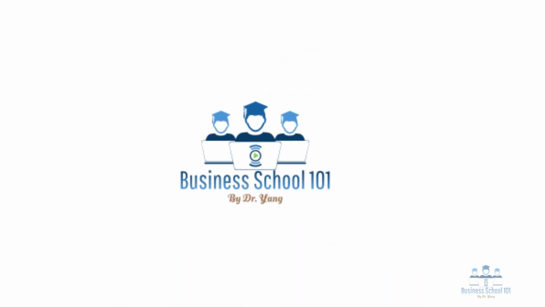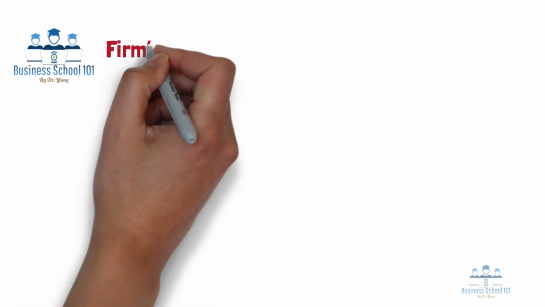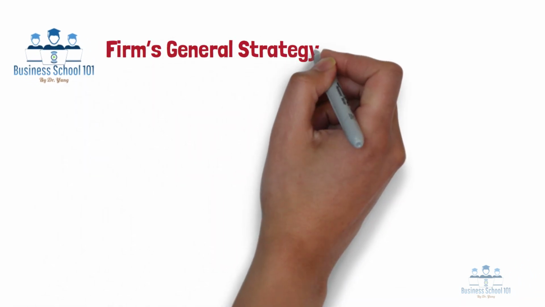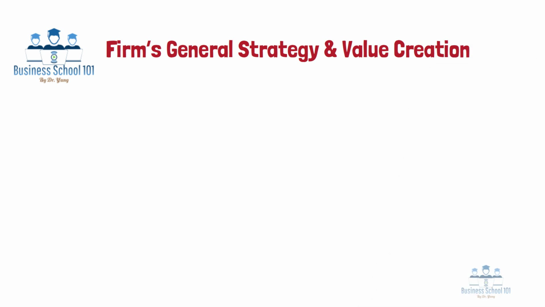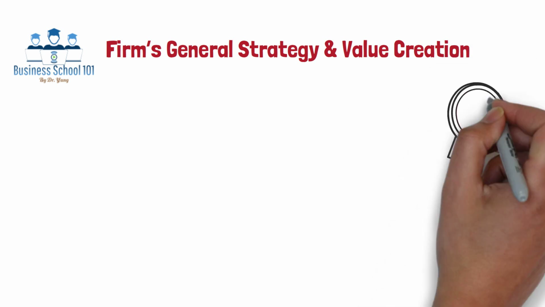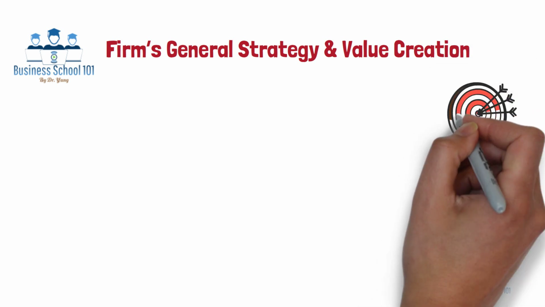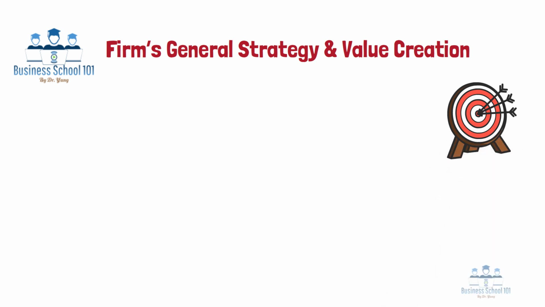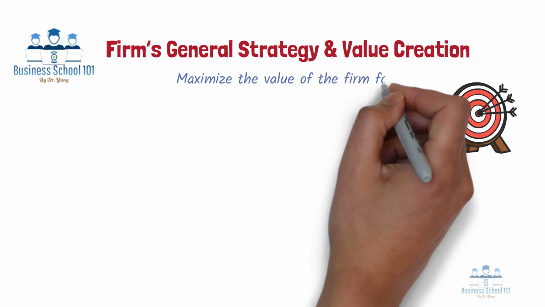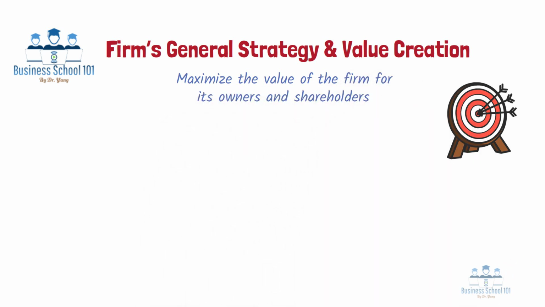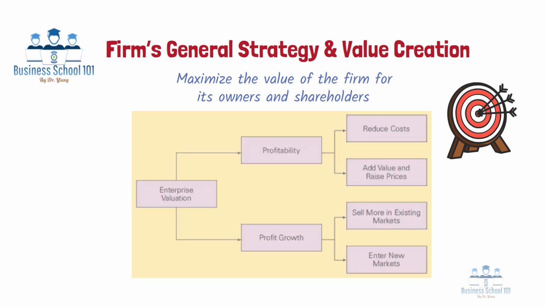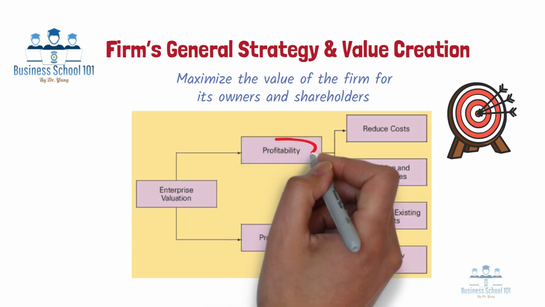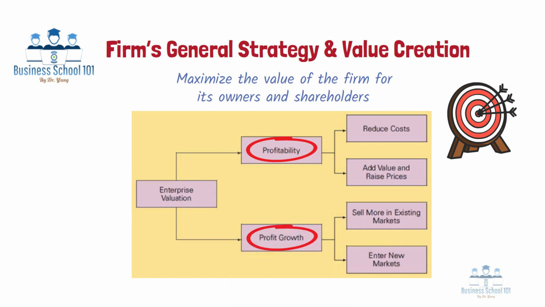I am Dr. Yang. In this video, we are going to study the firm's general strategy and value creation process. A firm's strategy can be defined as the actions that managers take to attain the goals of the firm. For most firms, the preeminent goal is to maximize the value of the firm for its owners and shareholders. To maximize the value of a firm, managers must pursue strategies that increase the profitability of the enterprise and its rate of profit growth over time.